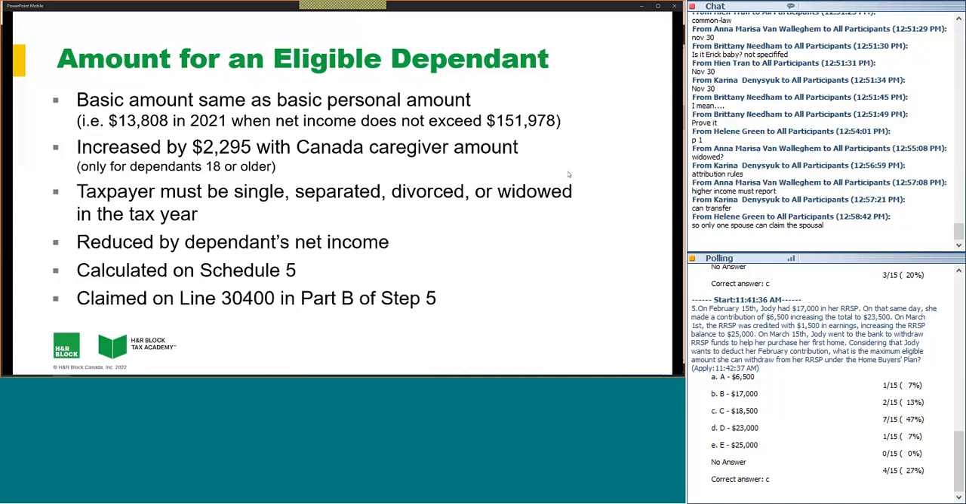In order to have an eligible dependent, you must be single, separated, divorced, or widowed at some point in the tax year. And at the point when you were single, separated, divorced, or widowed, you had to have the dependent with you. So there has to be a time when there was a dependent and you didn't have a spouse. If that is true, you might have an eligible dependent. We're going to talk about all the rules in more detail. If you have one, you take the basic amount, reduce it by their net income, and give them a credit on the schedule.